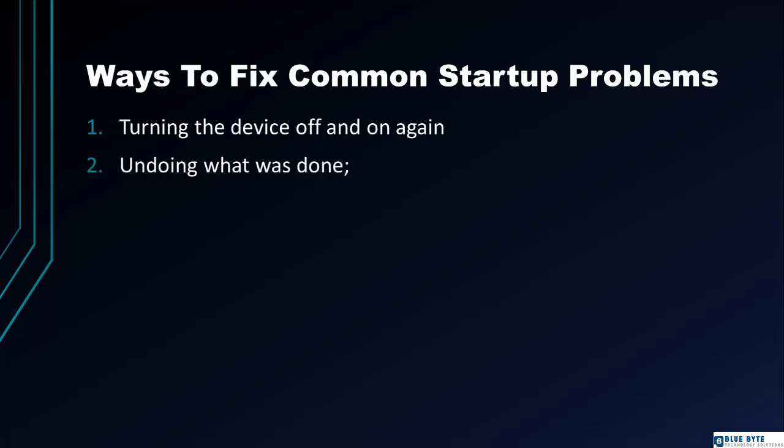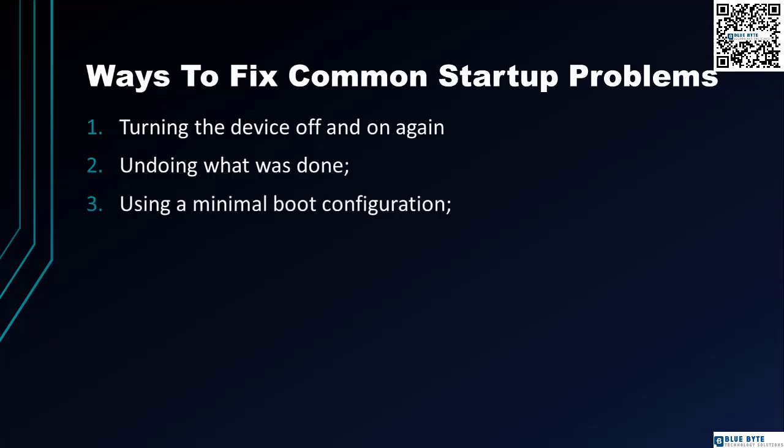Undoing what was done is usually a good way to get the computer to work again. If, for example, a new piece of hardware has been installed or a piece of hardware has been replaced, changing things back the way they were before will often get the PC to work again and will give you the time to diagnose the cause of the problem. Using a minimal boot configuration can also help. Unplugging all unnecessary cables and devices like USB drives and other USB peripherals, unplug the network cable. It can help to start the PC and let you identify the device that causes the problem.